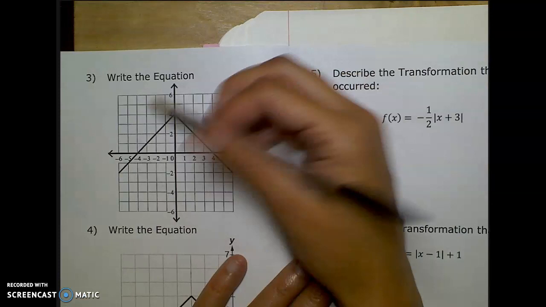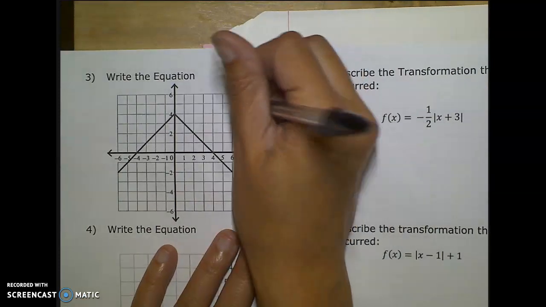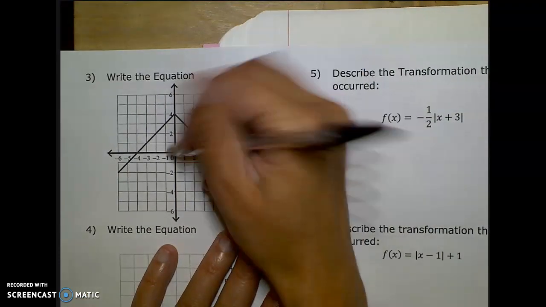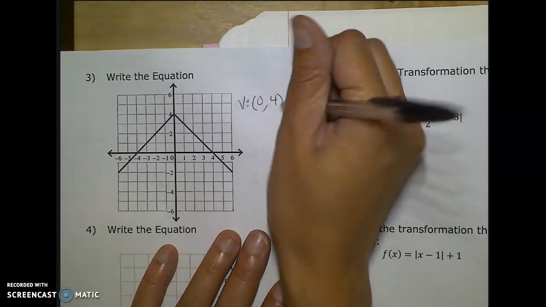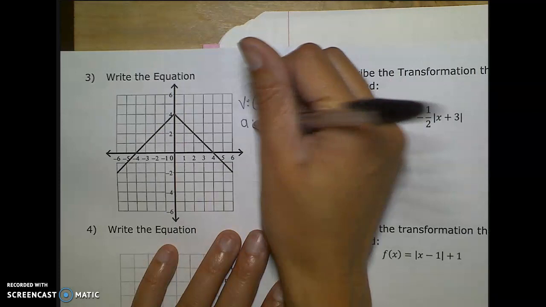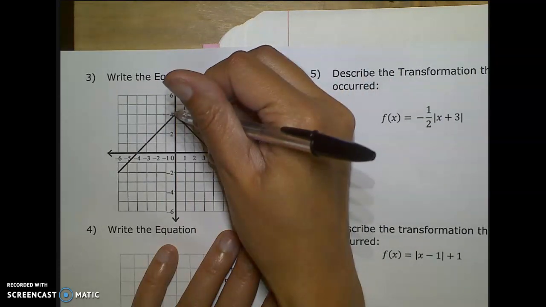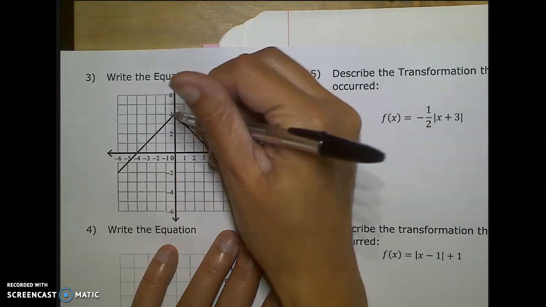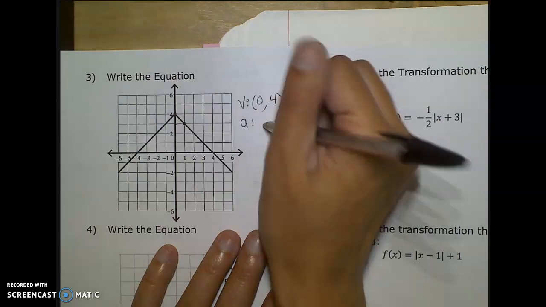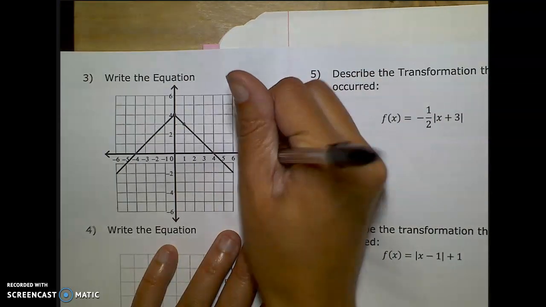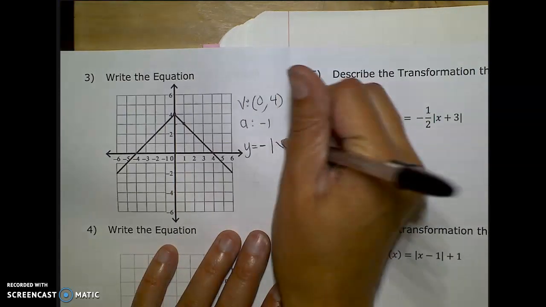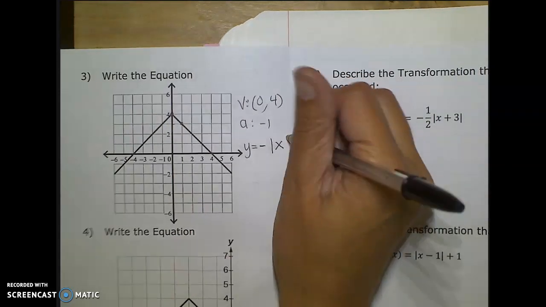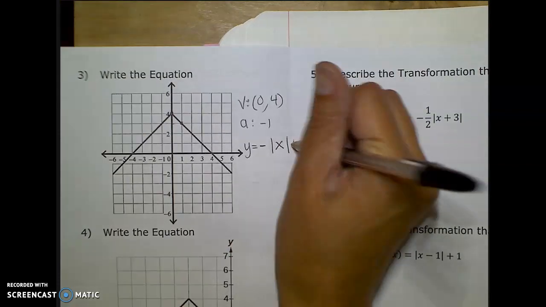On the next page, we're going kind of backwards. So we have our graph. I can see that my vertex is at 0, 4. And if I look for my slope here, if I start at my vertex and I find another nice point, we're right here, and I think we went down 1 over 1, so negative 1. Then we'd have y equals negative absolute value x minus 0 plus 4.